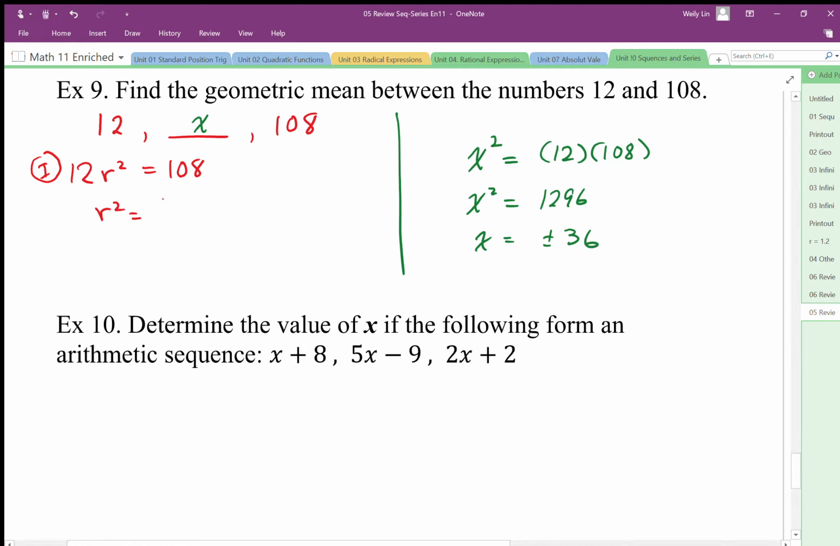If I were to solve for r directly, I would solve this equation. 108 divided by 12 is equal to 9. So r squared equals 9. r is equal to plus minus 3, and plus minus 3 would then get me to the middle number of 36 or negative 36.